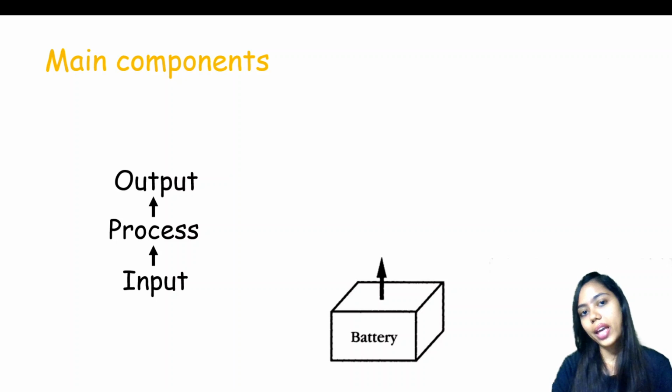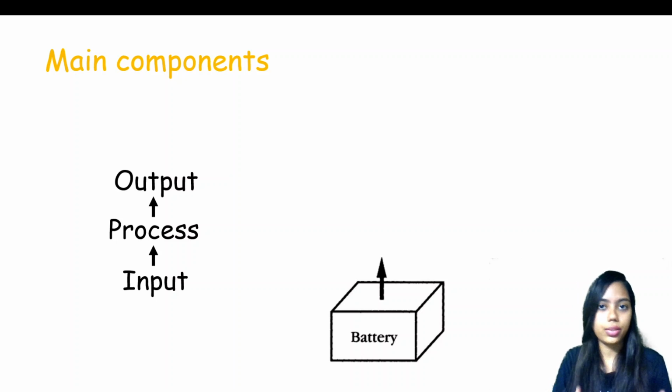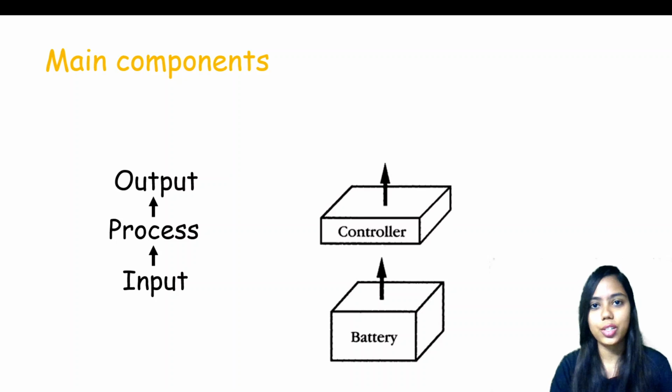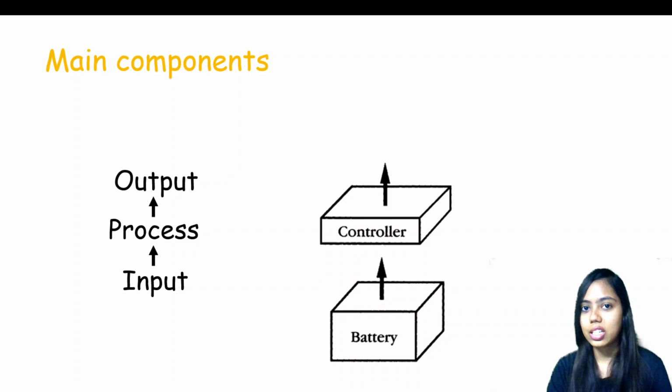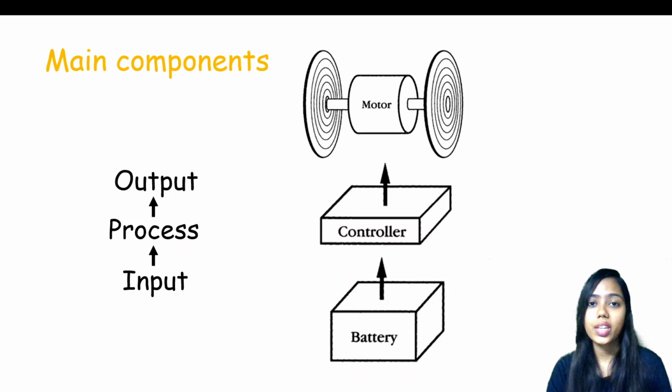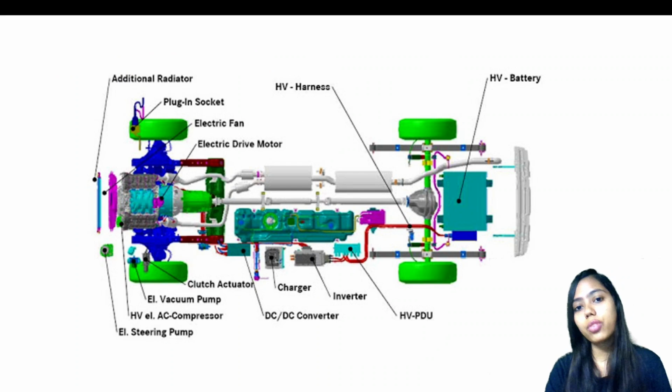When the battery is supplying the electrical energy, we need to control that electrical energy so that we can control the speed of the motor, and overall the speed of our vehicle. This whole control process is done with the help of controllers, and the controller provides the electrical energy to our electric motor, and as a result our vehicle runs on the road. So motor, controller and battery are the three main essential components of e-vehicles.